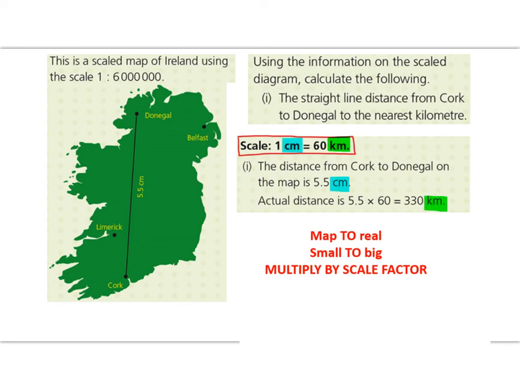So just like in the previous example, if we're going from the map to real, we're going from small to big, we multiply by the scale factor. So we multiplied by 60.